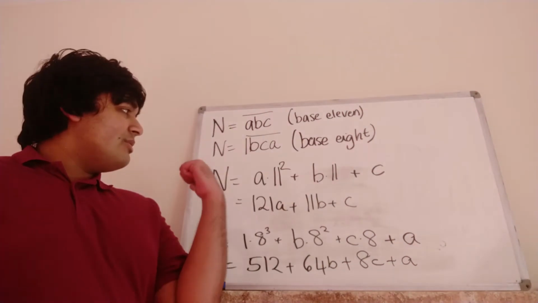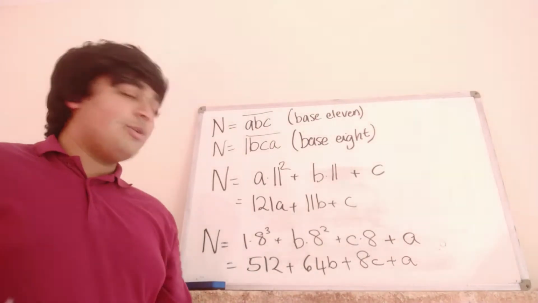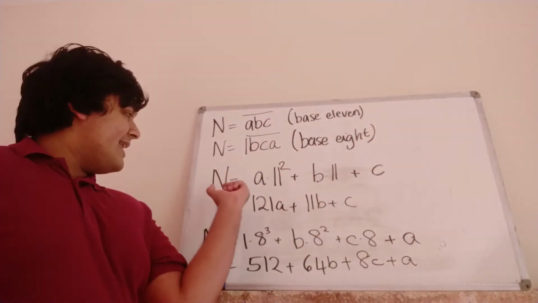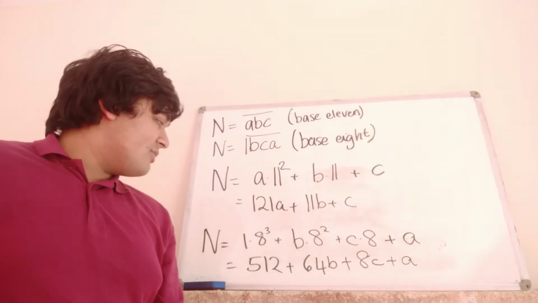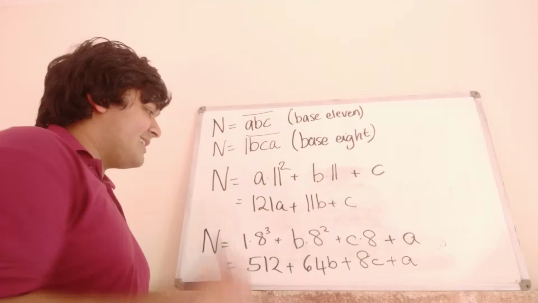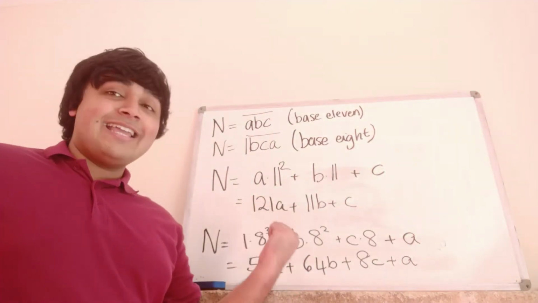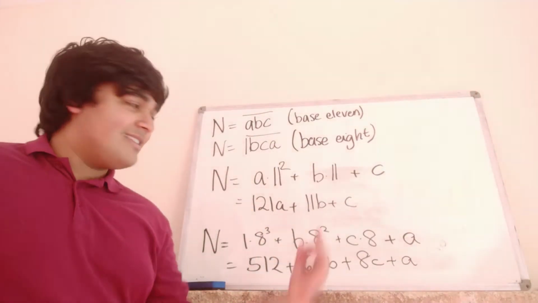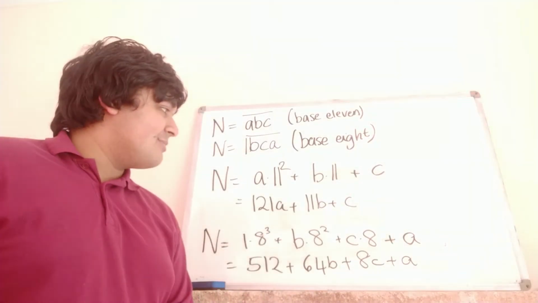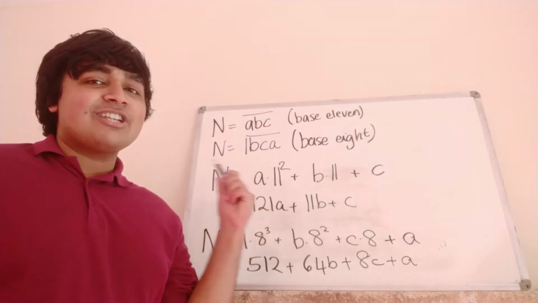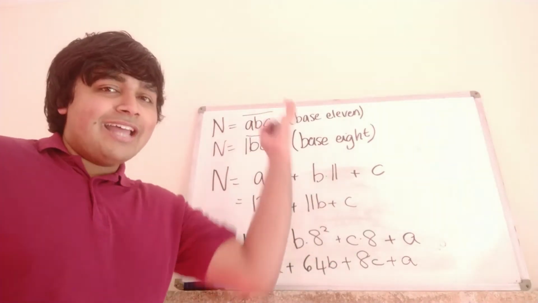So we have two expressions for n, and these are now both in base 10. n equals 121A plus 11B plus C, and it also equals 512 plus 64B plus 8C plus A. Of course n equals n, so we can set these two equations equal to one another, and then we can make some progress in working out what the minimum such n is. Let me clean the whiteboard, and then we'll continue.